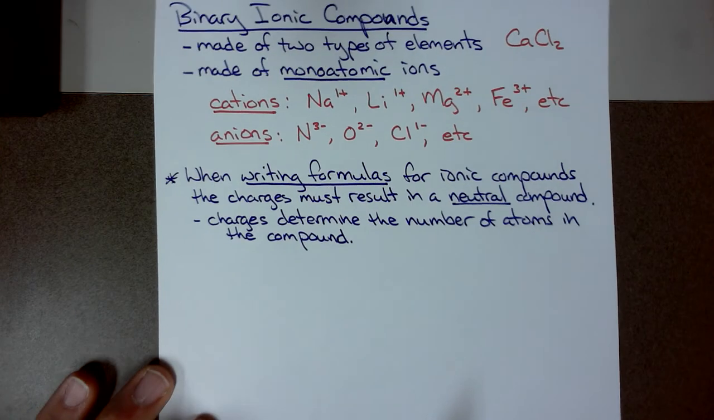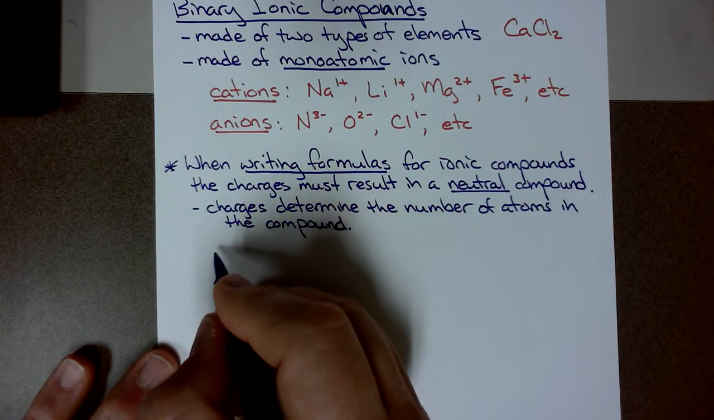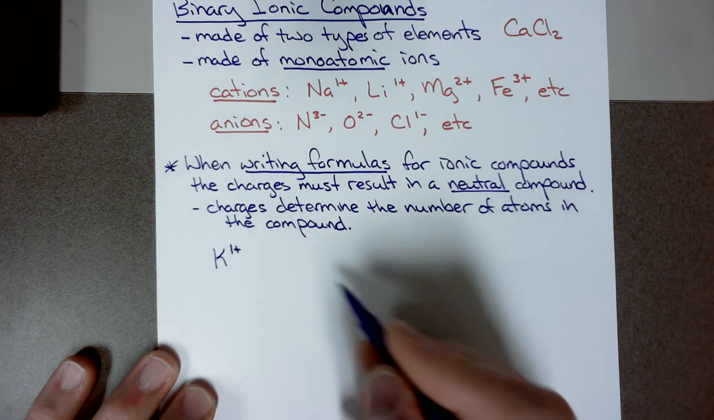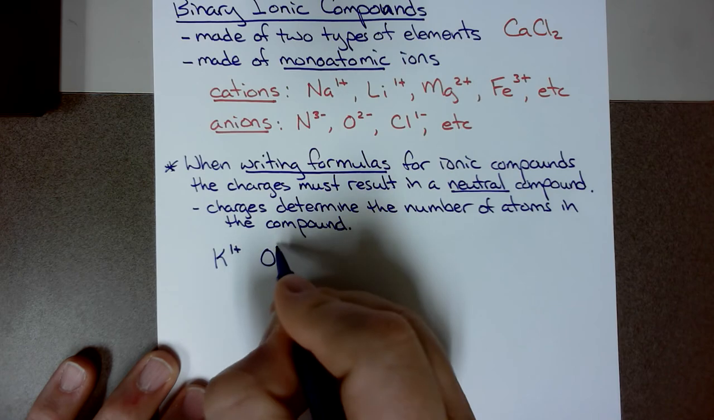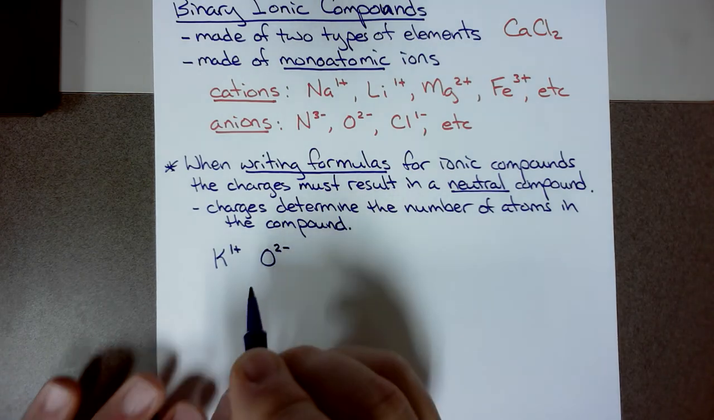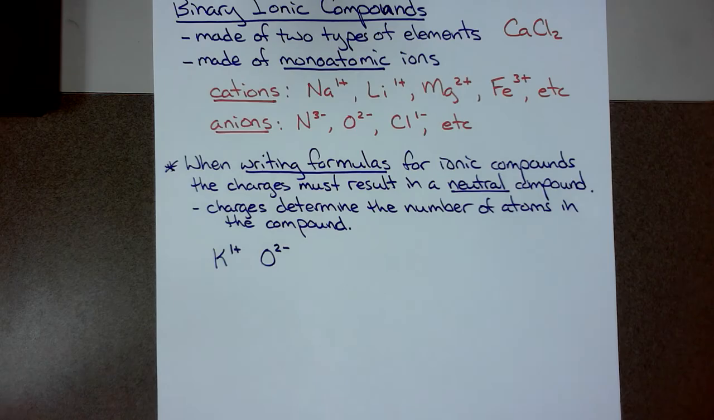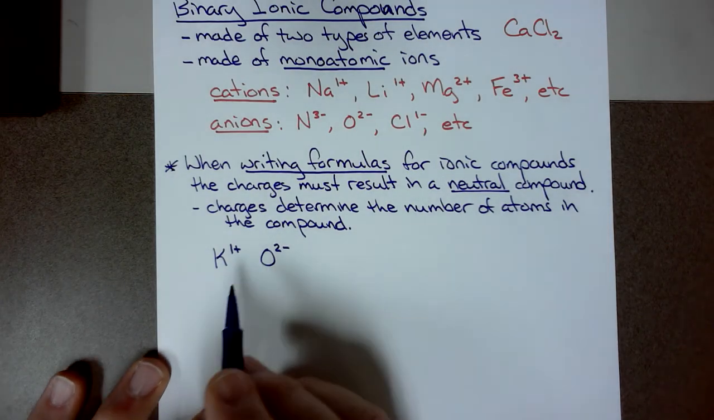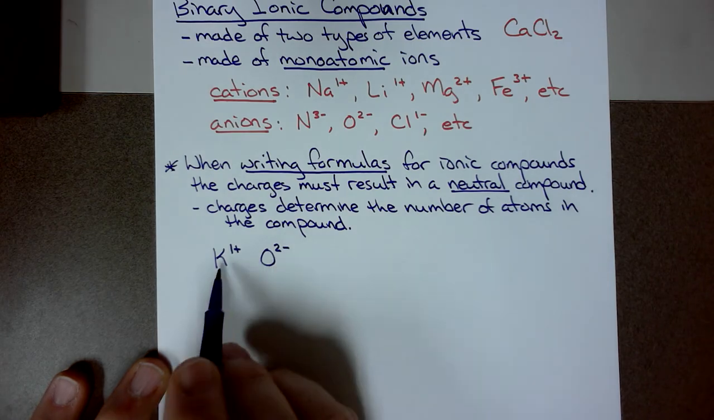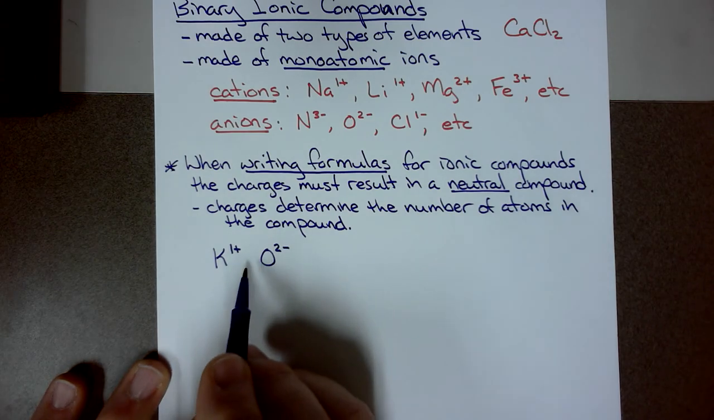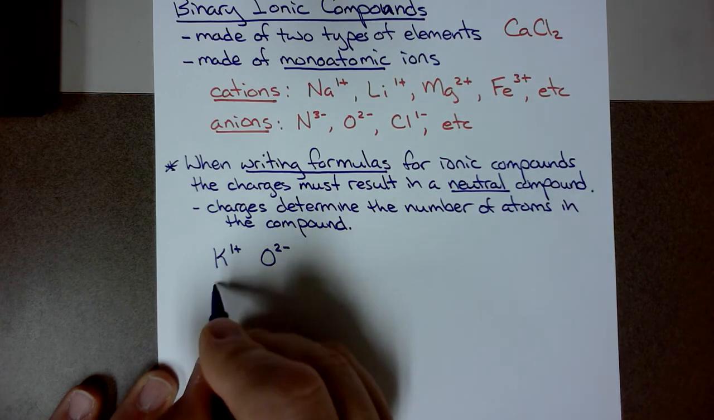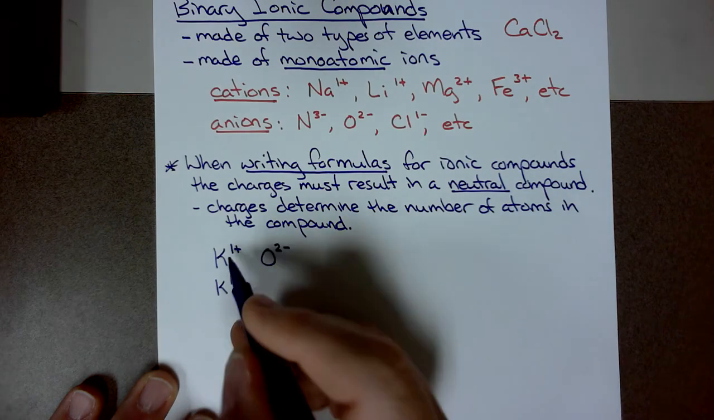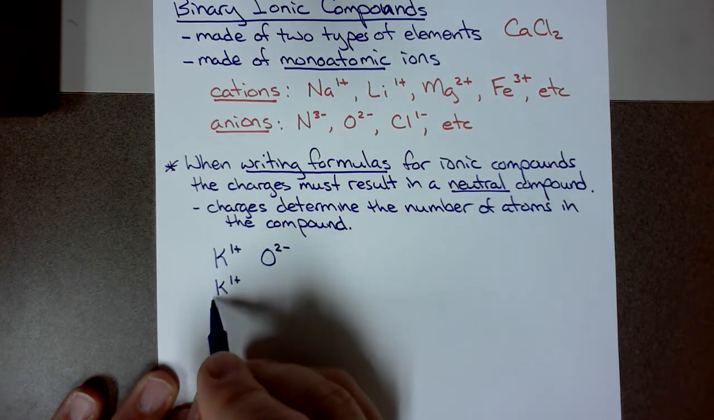Now let's go through a couple examples. So let's say I have potassium, and potassium's group 1, so it's a 1 plus, and oxygen, which is in group 16, so it'll be a 2 minus. Now we have a 1 plus and a 2 minus, so that is not neutral when they combine. But in order to get neutral, we really need 2 potassium 1 pluses. Because now I have a 2 plus and a 2 minus, that will be neutral.